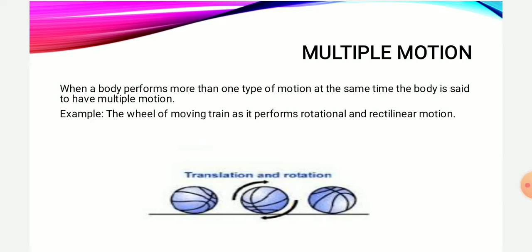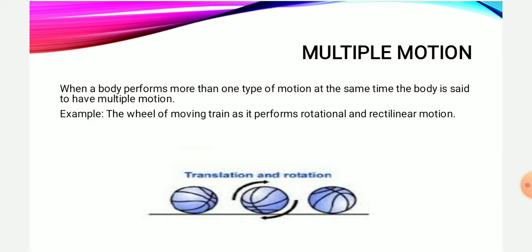Another example given over here is the wheel of a moving train. The wheels of a moving train are moving on a particular axis, so they are showing rotational motion, and as they are moving in a straight path, they are also showing rectilinear motion.